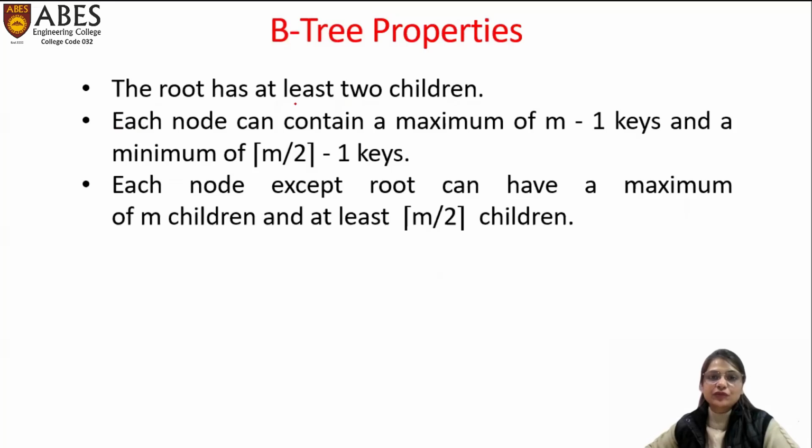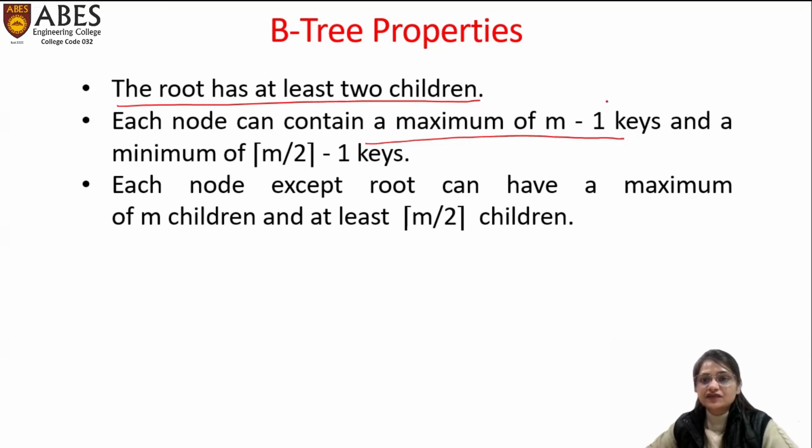These are the important properties related to the B tree concept. First one is the root has at least two children. It means the root is supposed to have a minimum of two children. Each node can have a maximum of m-1 keys. We should remember this: a node can have a maximum of m-1 keys, where m is the order of the tree.